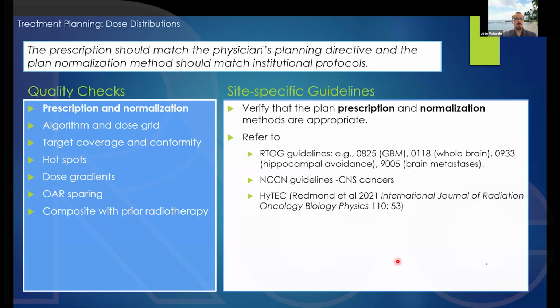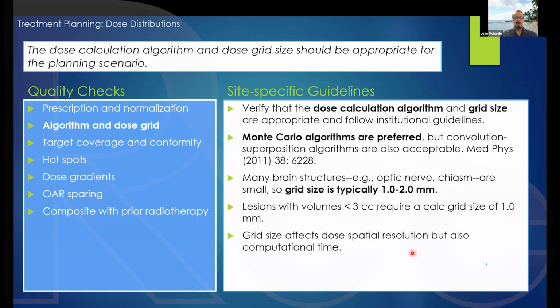Dose distribution. Right, prescription and normalization. Always verify your planned prescription and normalization methods are appropriate. And I'm giving you some references here because the answer to what's the correct prescription and what's the correct normalization depends on what you're treating, right? Always check your dose calculation algorithm and grid size are appropriate, right? Monte Carlo algorithms are usually preferred for SRS and SFRT. But convolution superposition algorithms like AAA are also acceptable, okay? And I'm giving you a reference to a paper where they discuss that.